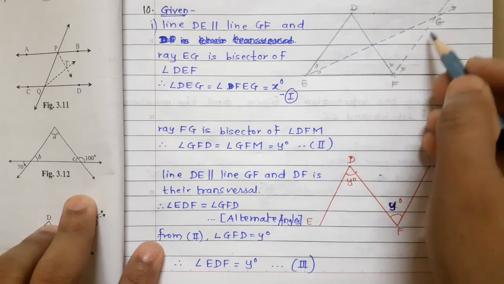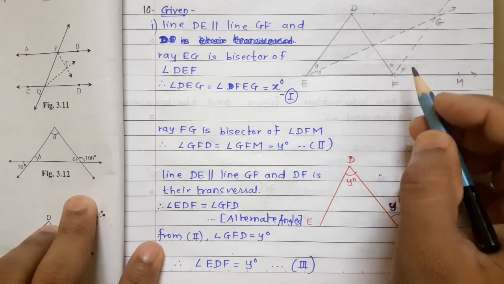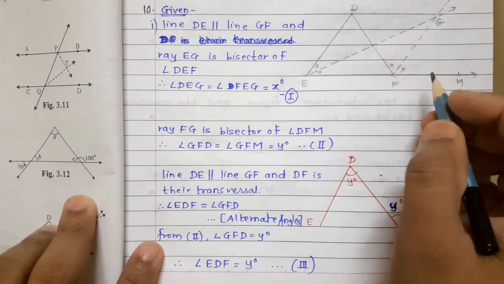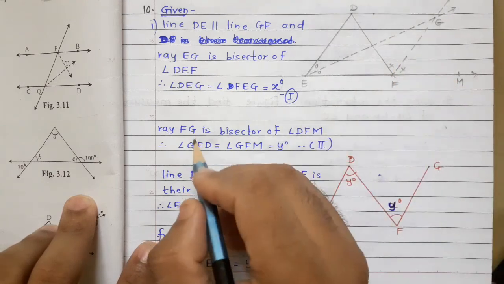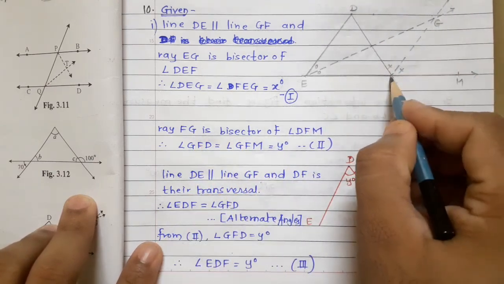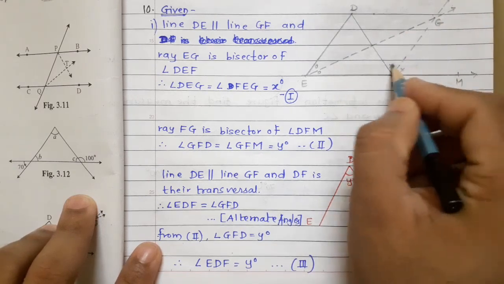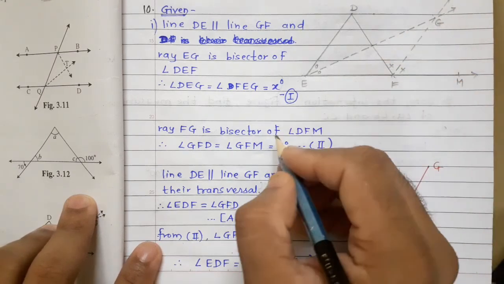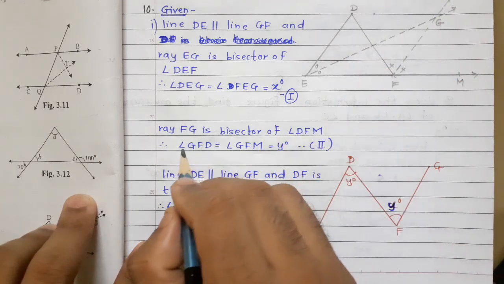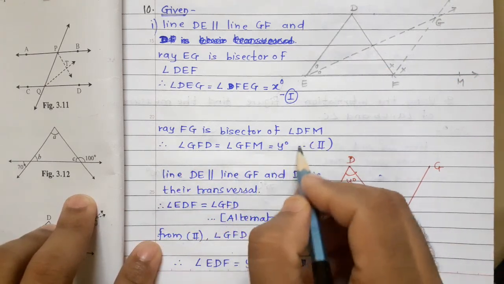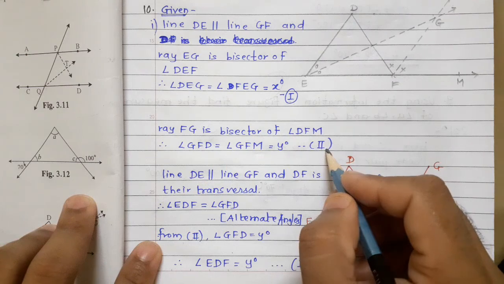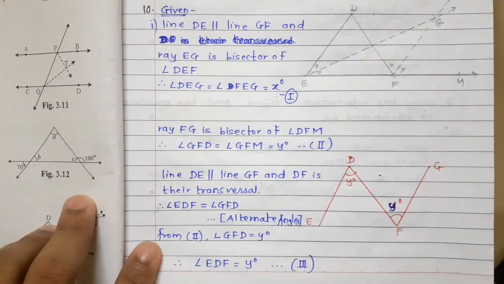Also, ray FG is bisector of angle DFM. So we have two equal parts, angle GFD is equal to angle GFM. These two angles, we take angle GFD is equal to angle GFM is equal to y degree. Equation number 2.